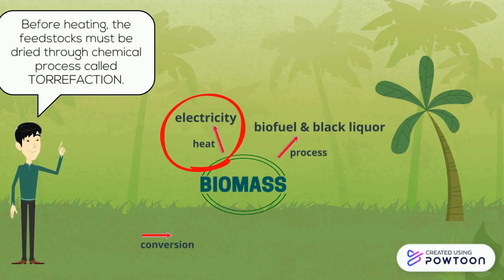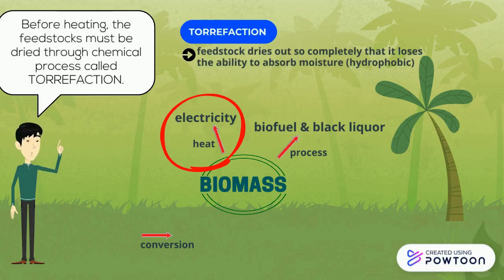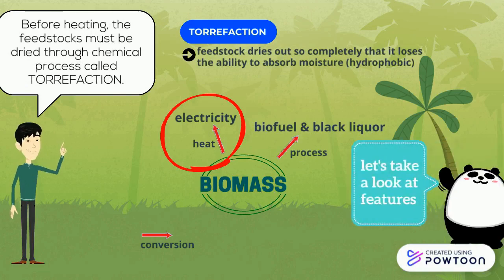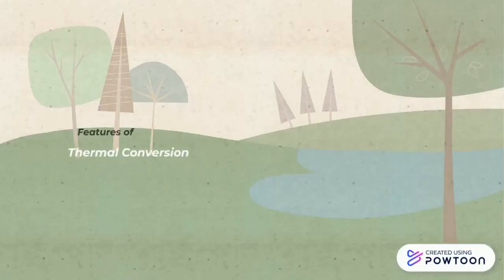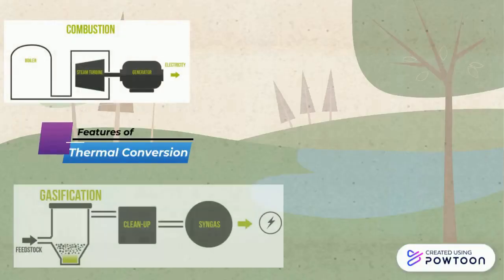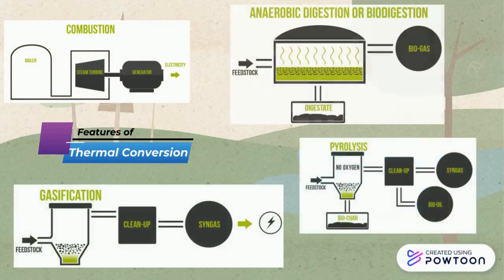Before heating, the feedstocks must be dried through a chemical process called torrefaction, in which the feedstock dries out so completely that it loses the ability to absorb moisture, or becomes hydrophobic. The features of thermal conversion are combustion, gasification, pyrolysis, and anaerobic digestion.